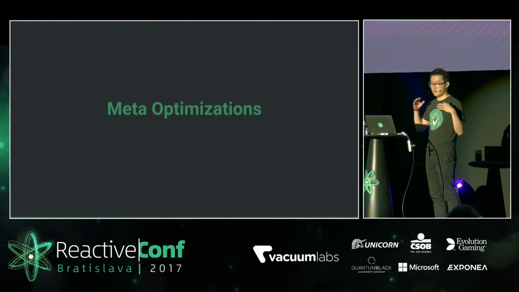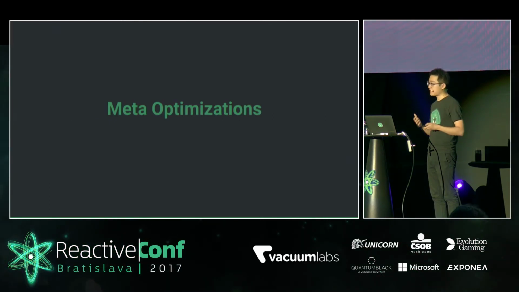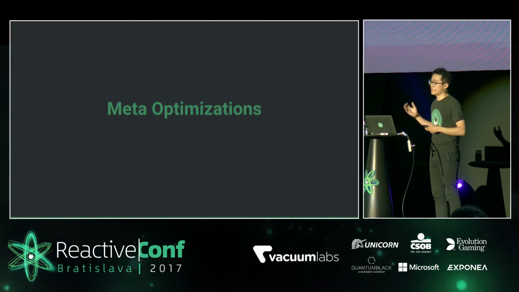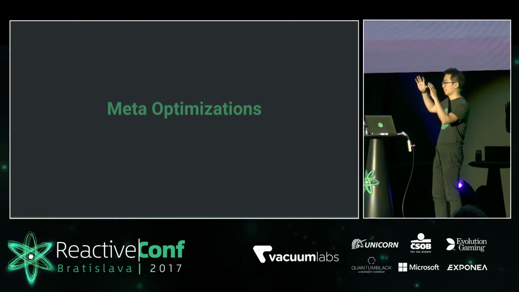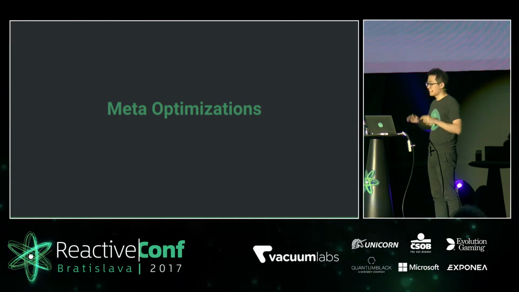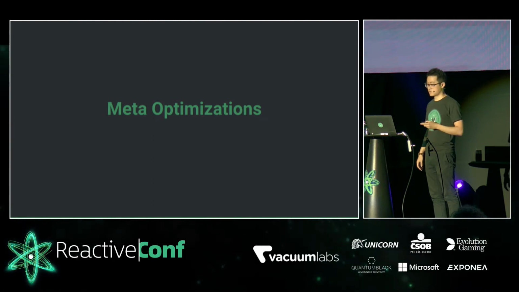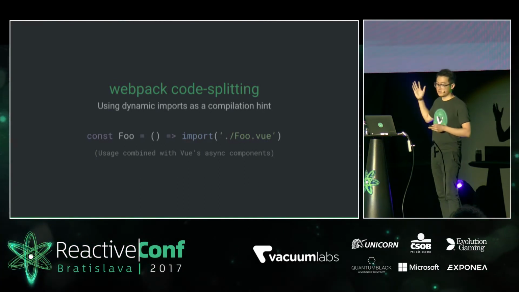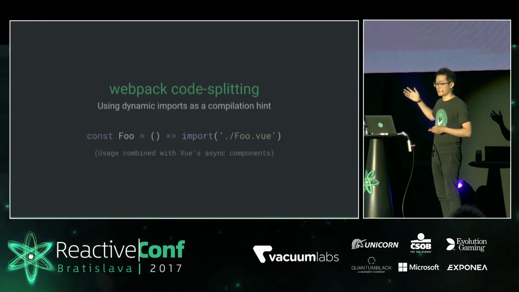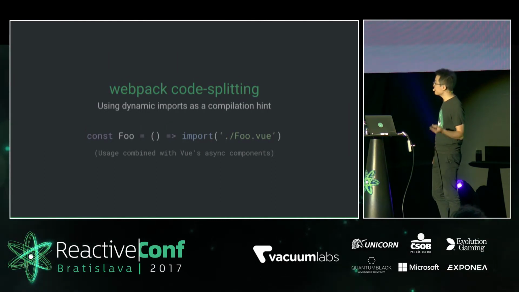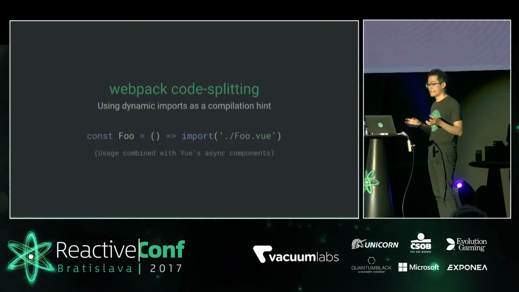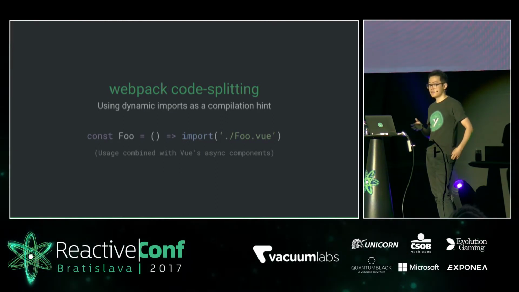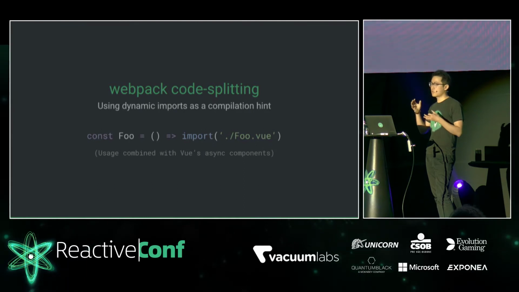OK, so going with that theme, frameworks becoming compilers, there are a bunch of meta optimizations that are even outside of the template or style scope. There are application level optimizations that are somewhat cross-framework. So Webpack code splitting. Igor mentioned how it can help us improve performance. And in fact, it's also a category of compile time optimizations because we're using the ES dynamic import syntax as a compilation hint given to Webpack.